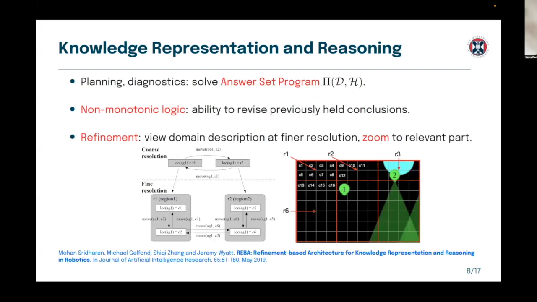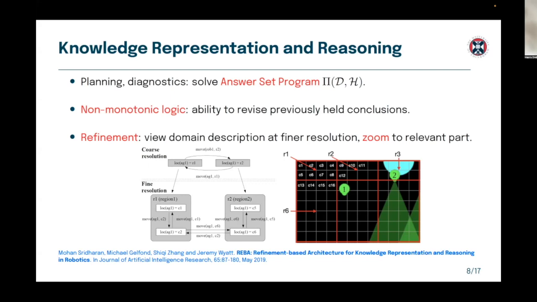So based on this knowledge, the agent can do planning tasks and diagnostic tasks, and to do this it uses answer set prolog. Using answer set prolog here is important because it supports non-monotonic logic, which is the ability to revise the previously held conclusions that the agent has, which is important in these kinds of uncertain domains.